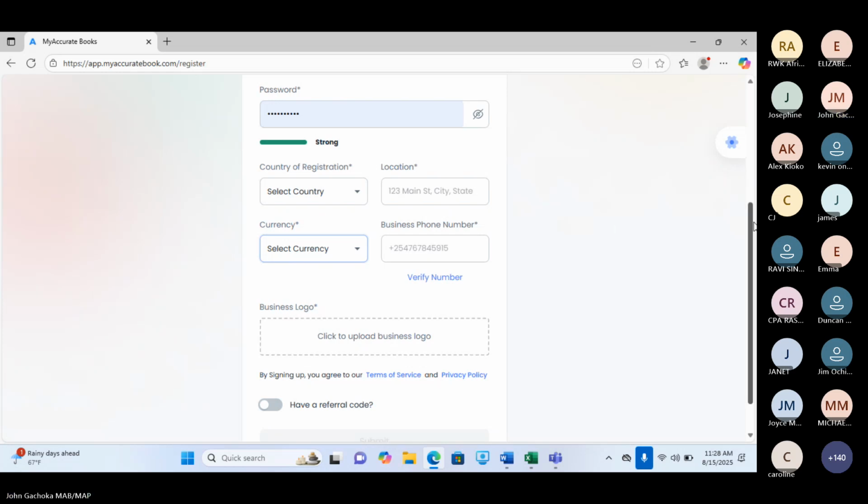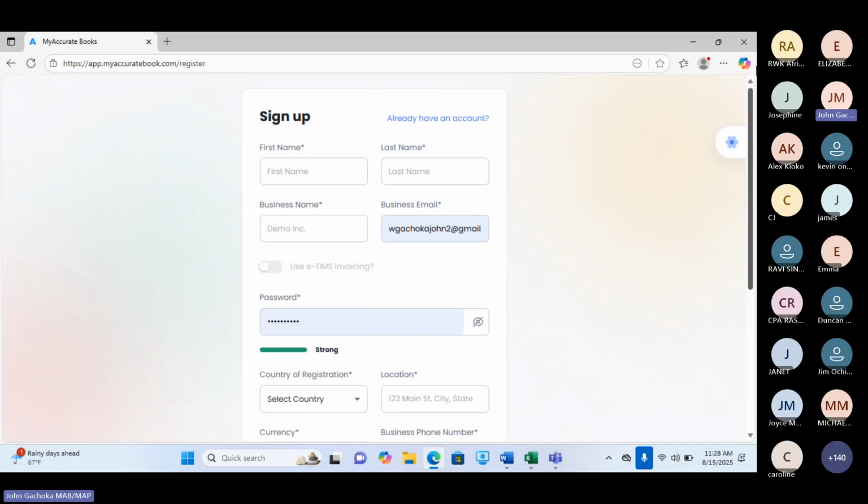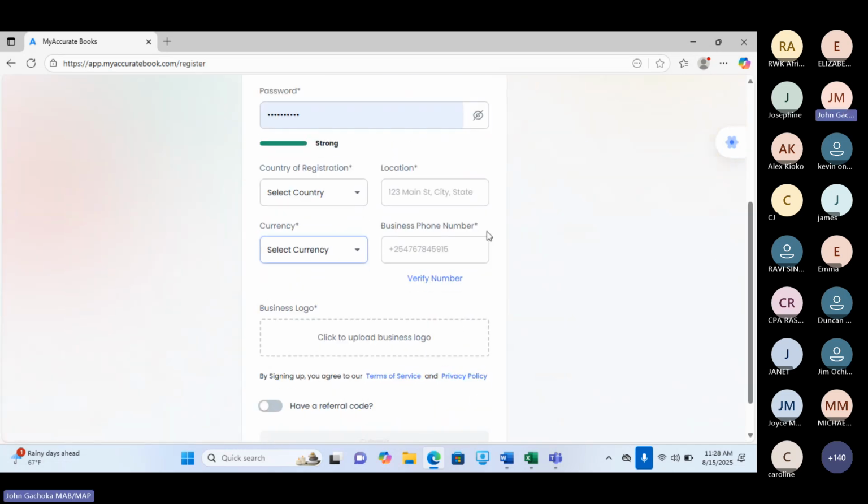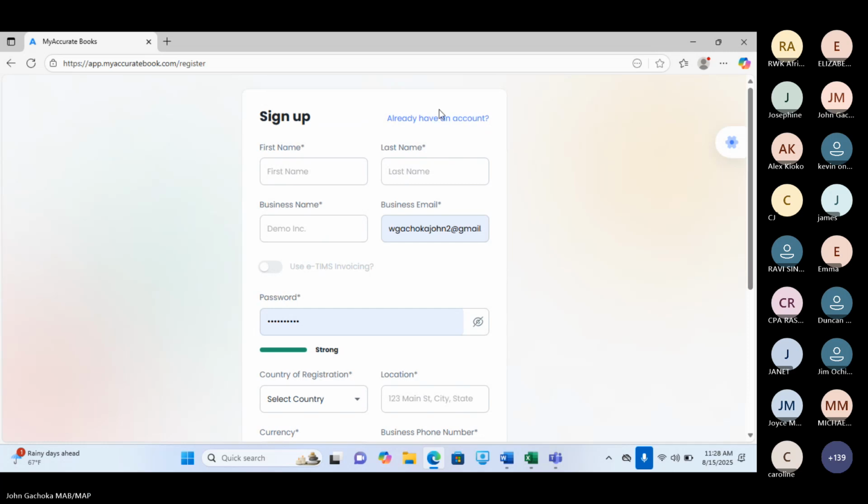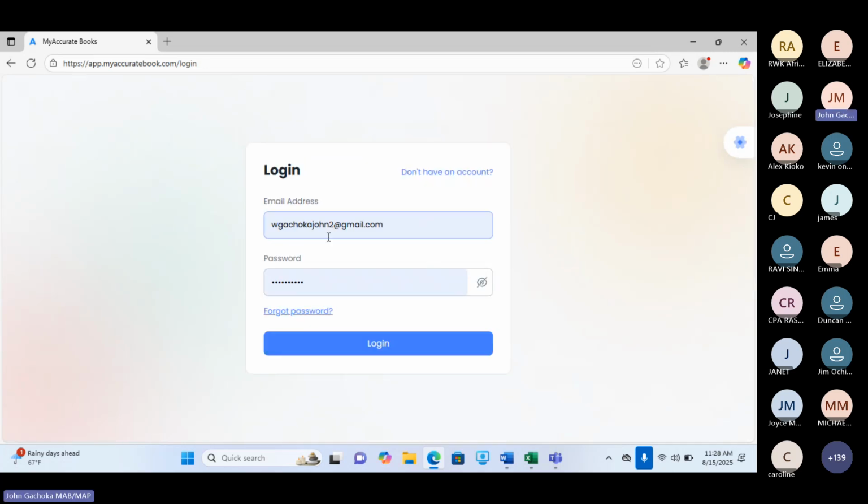Now, in setting up an account, over here you see when you put in your number, you're supposed to verify where you get an OTP code from us that you will key in, and after keying it in, you submit all those details, and your account at that point is already created. Now, in my case, I already have an existing account, and so we are going to log in.